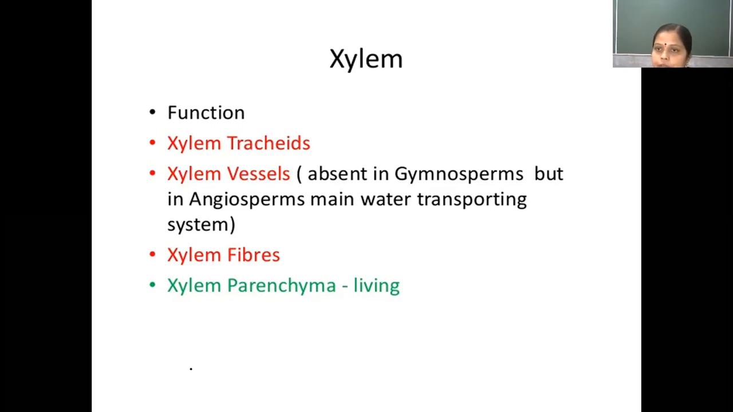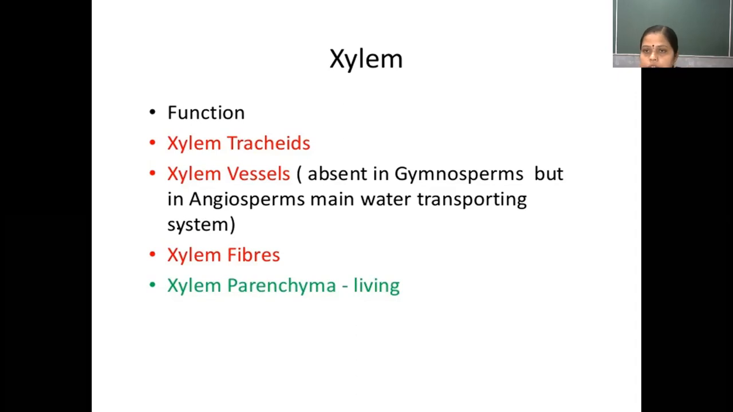Next, xylem fibers and xylem parenchyma. All the four cells are different in their structure, performing different functions. The xylem parenchyma is living and provides storage, photosynthesis, and secretion functions. Whereas xylem fibers are dead and provide mechanical support. Xylem vessels are involved in the conduction of water and minerals, and xylem tracheids also conduct water and minerals. Among them, only one is a living cell and the remaining three are dead cells.